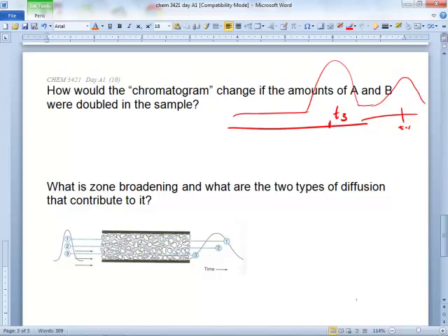Diffusion is what we're talking about. There are two types of diffusion that make these peaks fat. Here's a picture of one of them. 1, 2, and 3 are just identical molecules. That's all.